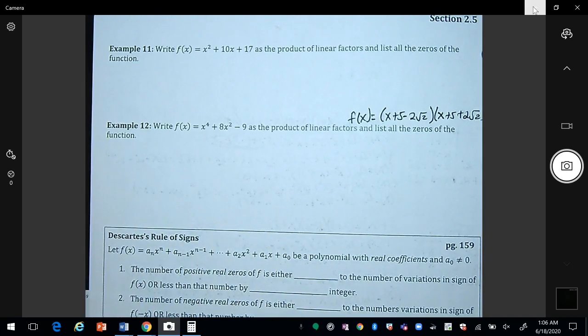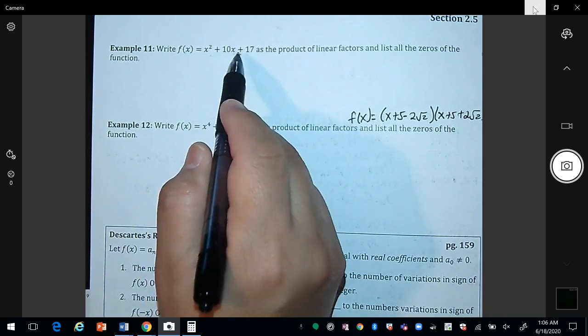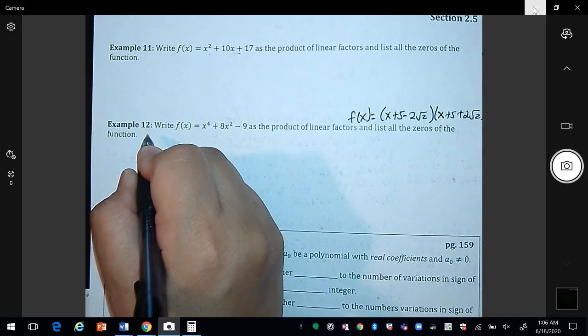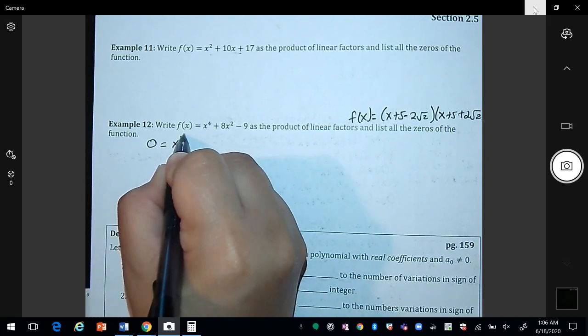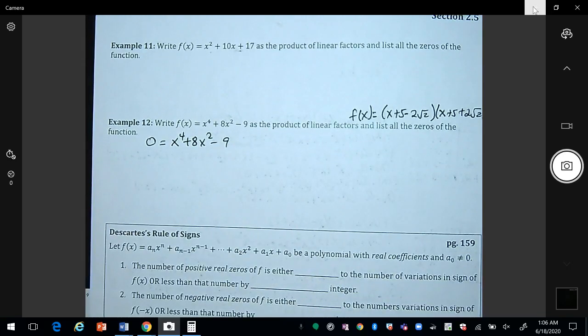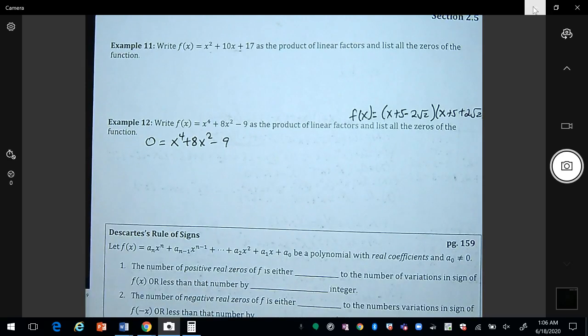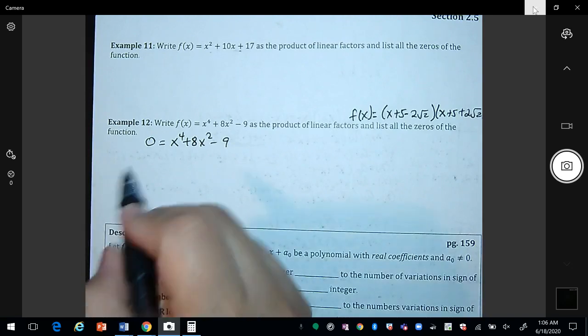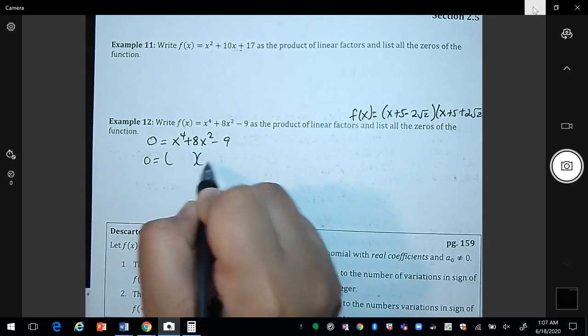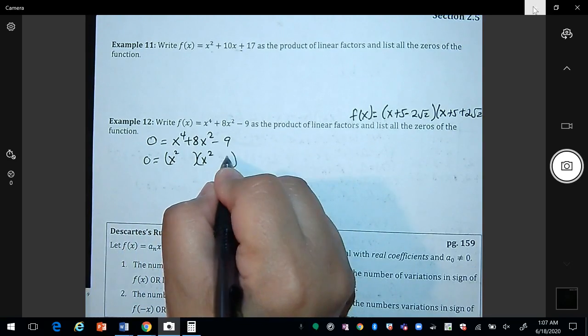So it says write as a product of linear factors, list all the zeros of the function. Okay, so for this you can use the quadratic formula or you can try to factor. Since we're looking for the zeros, I'm going to go ahead and set it equal to 0. You can use P over Q and find the possible zeros and then do synthetic division. You can go that route, but this is factorable. So x to the fourth would be x squared times x squared. And then for 9, I can use 9 and 1.